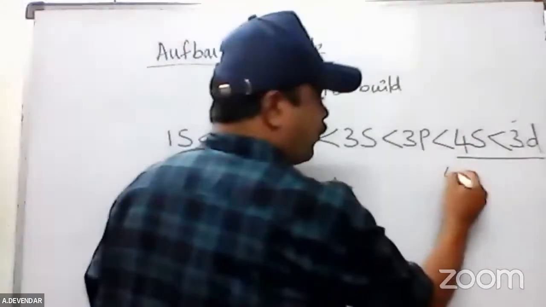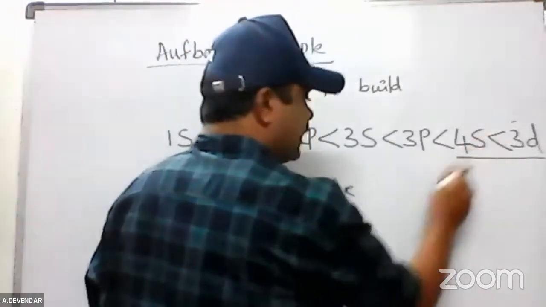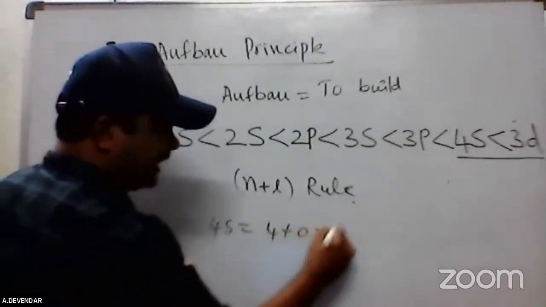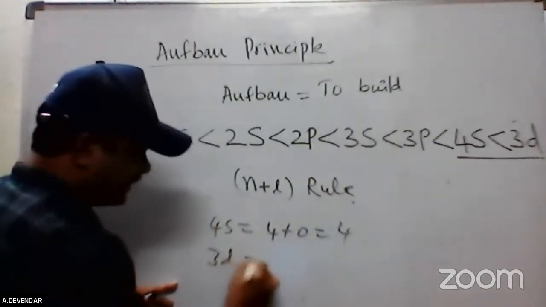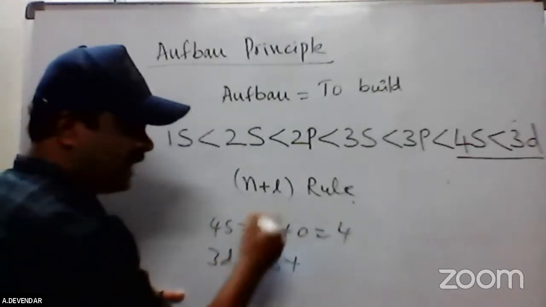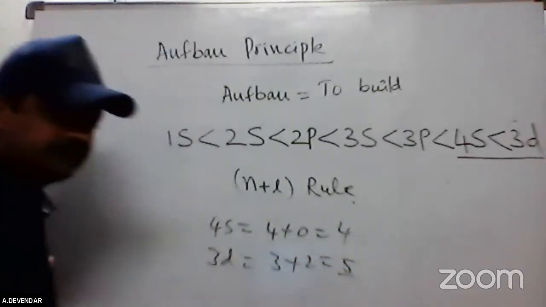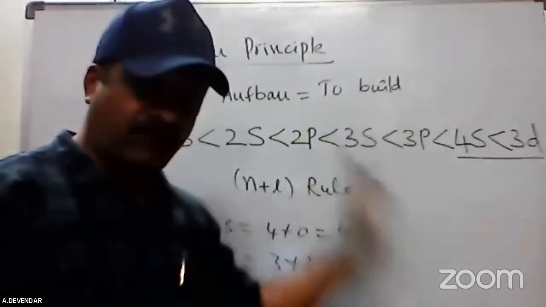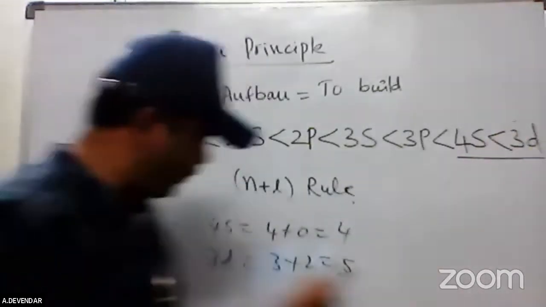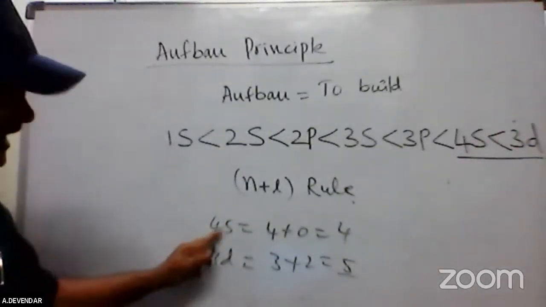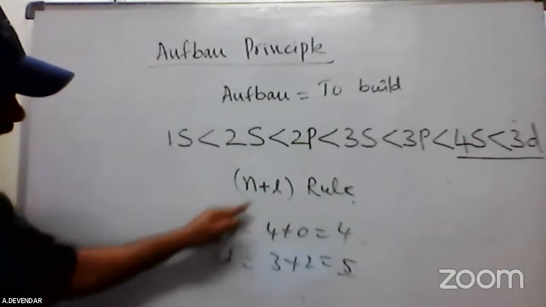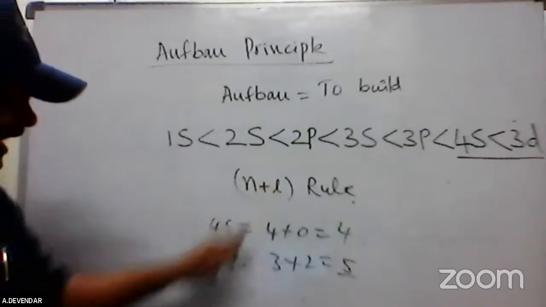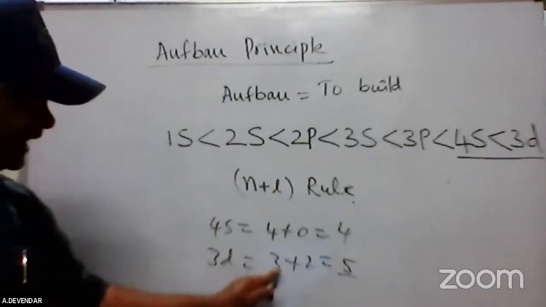Here, for 4s, n is equal to 4 and l value is 0, so it is 4. For 3d, n is 3 and l value of d is 2, so 3 plus 2 is 5. Which is greater? 5 is greater. So due to that rule, the first electron enters 4s, and next it goes to 3d. I hope you can understand this. 4s means n is equal to 4 and l is 0. 3d means n is equal to 3 and l is 2. 3 plus 2 is 5.